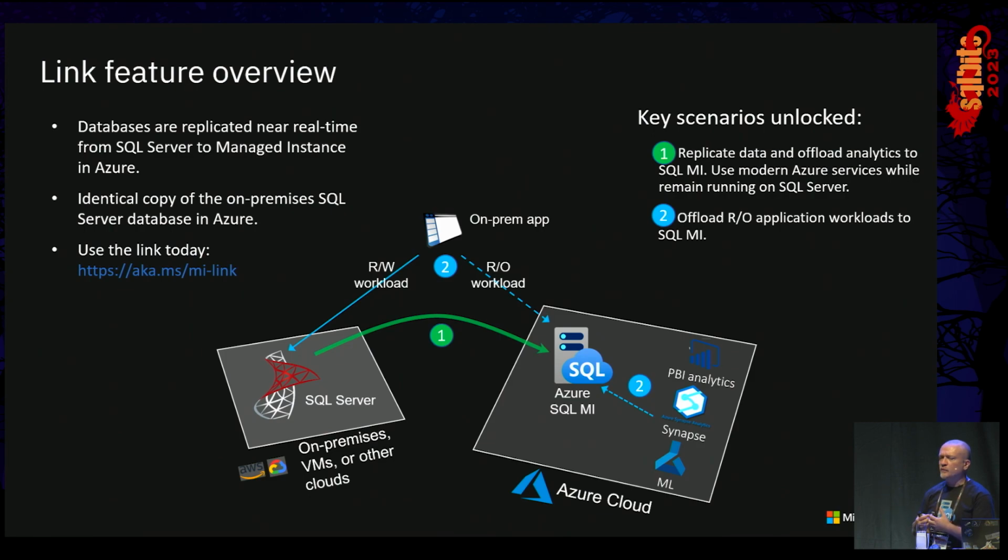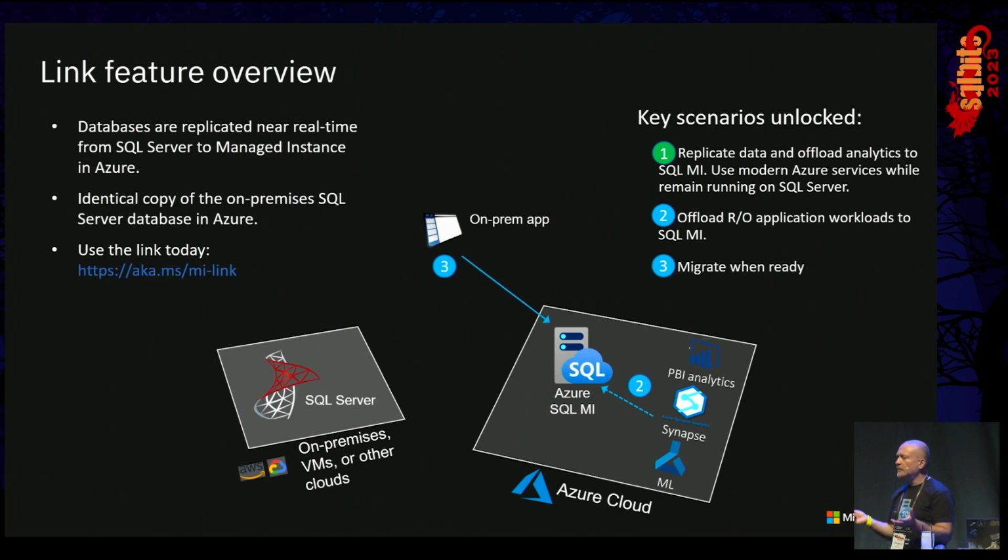The link, as with Always On technology, replicates the entire database in near real time. As soon as there's a commit on primary, it's automatically replicated to secondary. So this is instantaneous, and this really saved some folks a lot of time. I'm just trying to paint some examples of how our customers are using it. And then we're ready to migrate at some point in time.